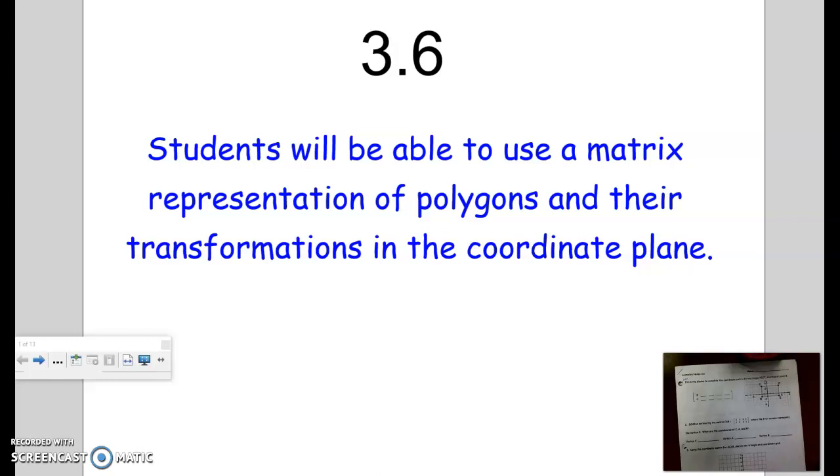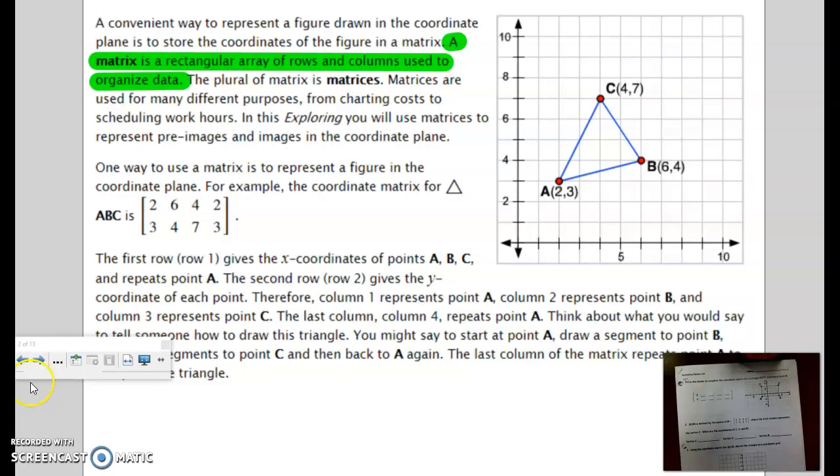This is block 6 of topic 3. In this lesson, we're going to be able to use a matrix representation of polygons and their transformations in the coordinate plane. So a matrix is a new thing for us and something that you will be using in your higher level math courses. So first of all, we need to know what is a matrix.